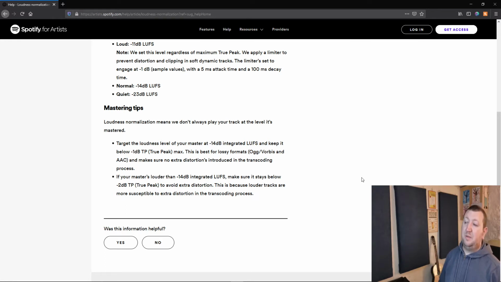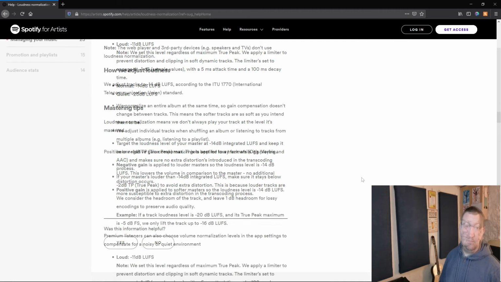Whilst that very much may be true, part of me wants to take that with a pinch of salt, because if you look at the music that's been released over the last 70 years, quite a lot of that music is already going to be louder than minus 14 LUFS integrated. And if it sounds good on those songs, yes, it may add in some extra distortion. Is it going to affect the track? Maybe, maybe not. It's something that we need to consider.